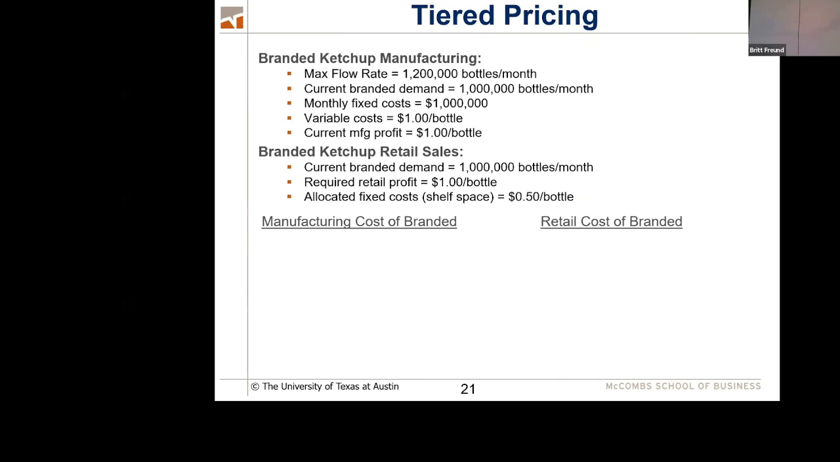So let's get some data. There is a Hunt's factory. I'm making this up, but the numbers are reasonable, and they're just to try and illustrate ideas. So there is a Hunt's factory that Hunt's has decided to invest in. They built the factory, and the factory has a capability of doing a maximum of 1.2 million bottles per month. So that's what the factory is capable of doing, 1.2 million bottles per month.